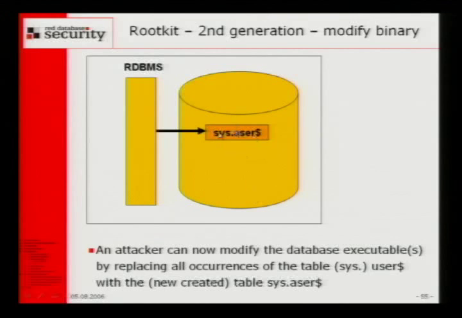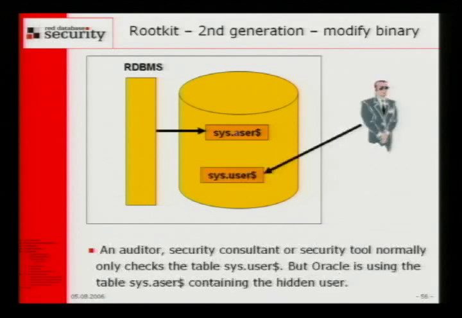So if you log on to the database, Oracle is now looking in a different table. The old table still exists. So a security auditor, who has heard of first-generation database rootkits, even if he looks in the sys.user$ table, will not find the backdoor. So the guy is looking in the wrong table.